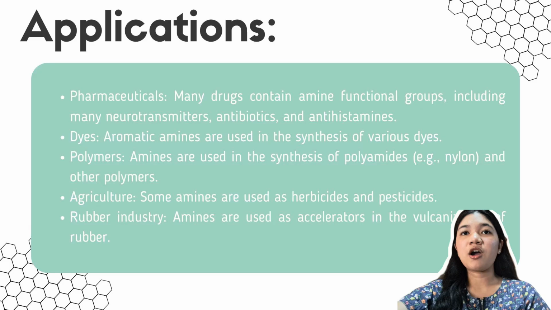For dyes, aromatic amines are used in the synthesis of various dyes. For polymers, amines are used in the synthesis of polyamides, for example nylon and other polymers. For agriculture, some amines are used as herbicides and pesticides. And lastly, for the rubber industry, amines are used as accelerators in the vulcanization of rubber.